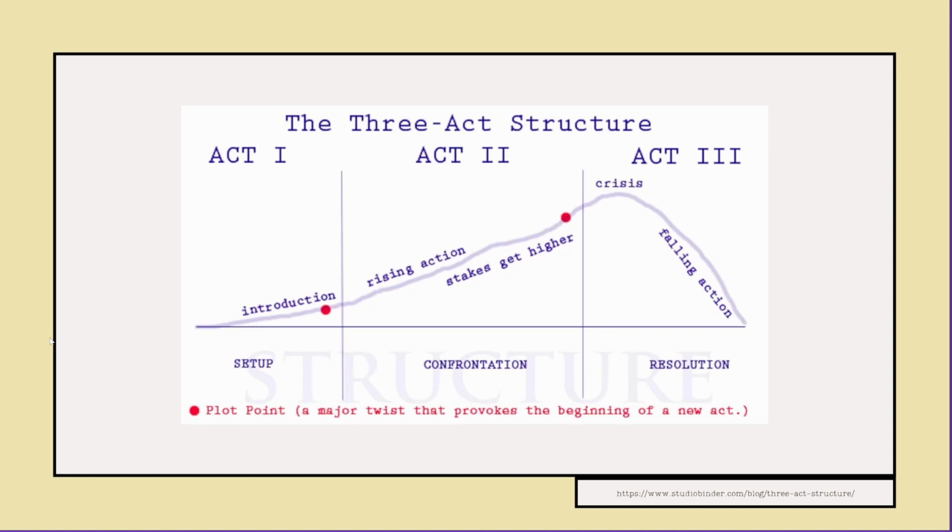Now, as always, these are just tools that we can use to help tell our story better. While the 3-act is probably one of the most common, there are other types of structure that we can use as well. One is a 5-act structure. I will hopefully be going over that in a future video. So let's get into this book itself.